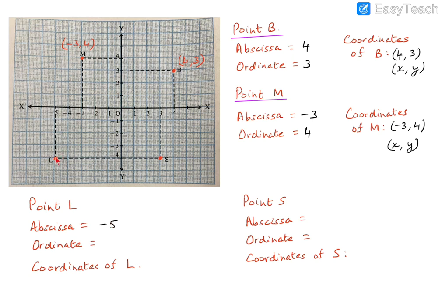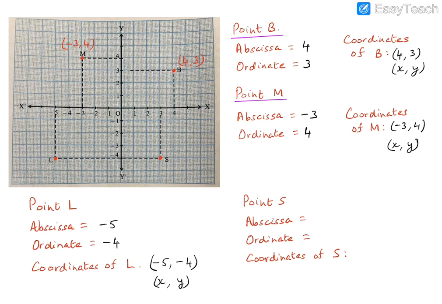And the y coordinate of the point L is the point where the perpendicular line from the point L to the y-axis meets the y-axis. We see that the line from L to the y-axis meets the y-axis at minus 4. So the y coordinate is minus 4. So the coordinates of the point L can now be written as minus 5 comma minus 4. So we have the x coordinate as minus 5 and the y coordinate as minus 4.